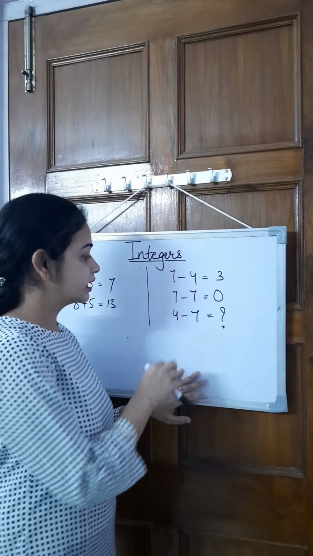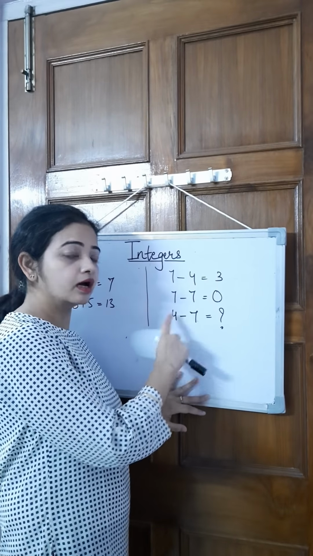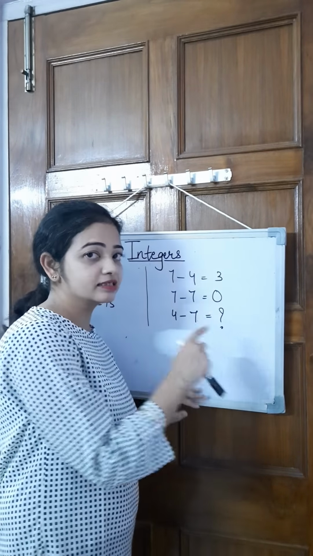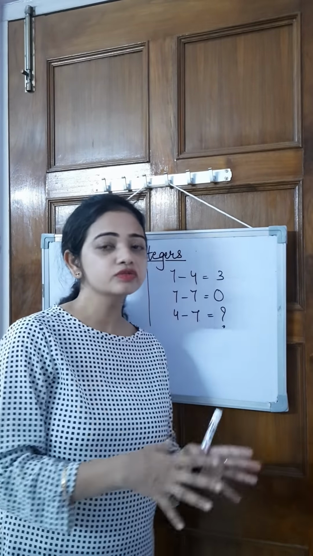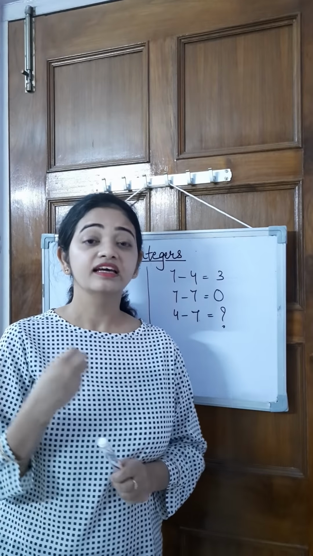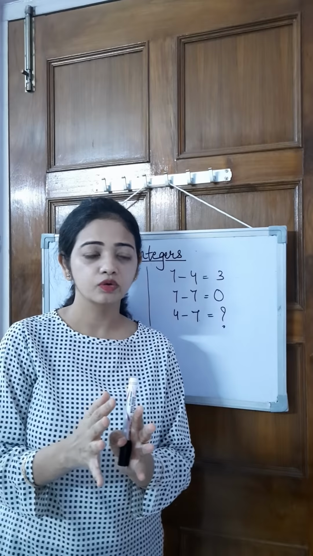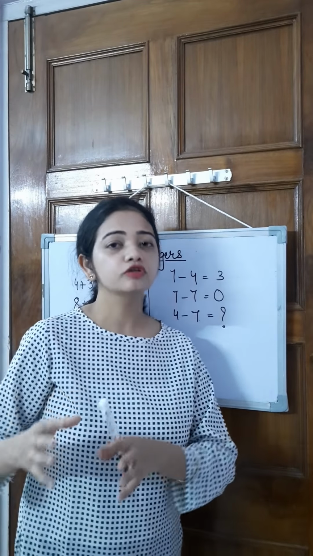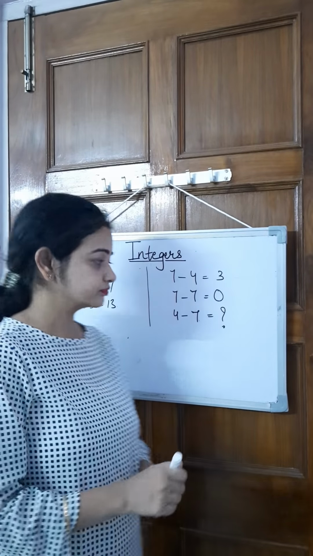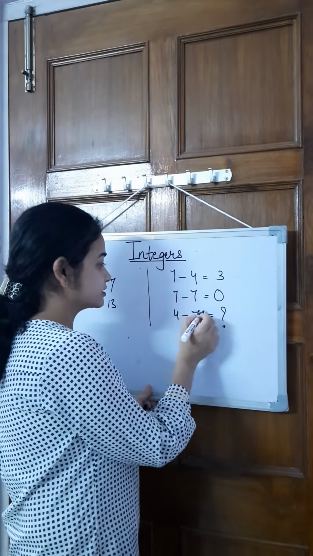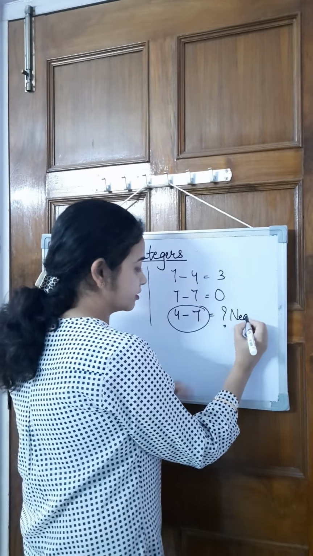This means when I subtract a bigger number from a smaller number, then the answer that I get is not a whole number. Then the answer that I get is a new set of numbers that we call negative numbers. And when we club the set of whole numbers and all those negative numbers, what do we get? We get integers. So to get this answer, we have introduced negative numbers.